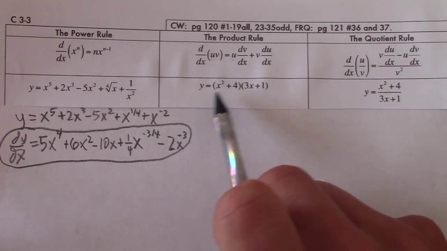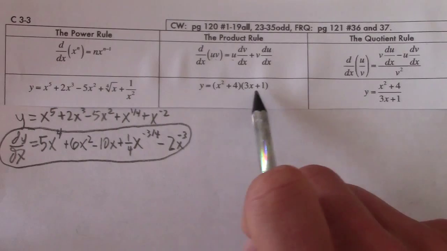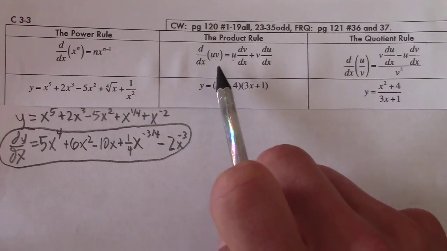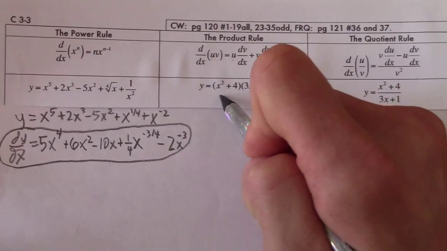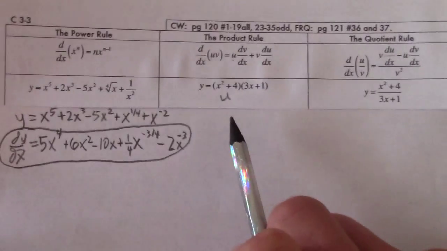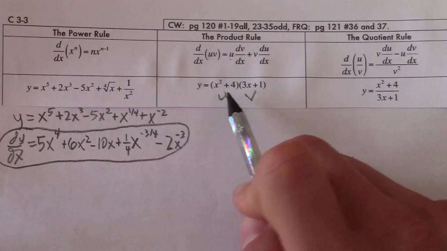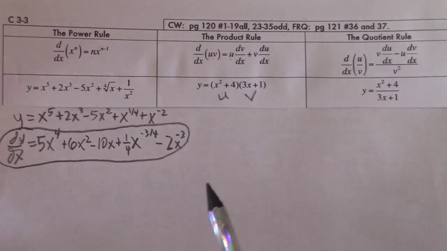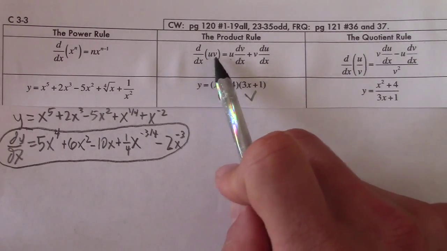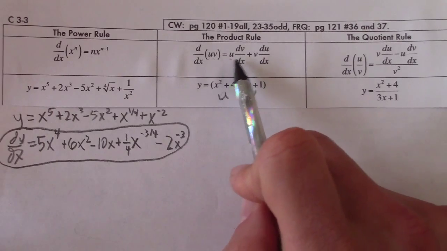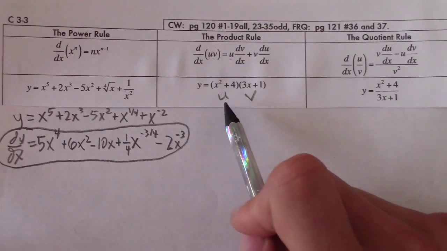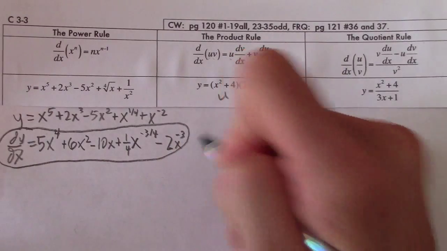So here's our problem right here. We have y equals, okay, we're going to take the derivative of this. So it's important to notice that in this case, the u is that first parenthesis, and the v is that second. So u times v. So we want to take the derivative of that. That's what the left side of this equation is. So the rule says we leave the u alone. So we can start taking the derivative.